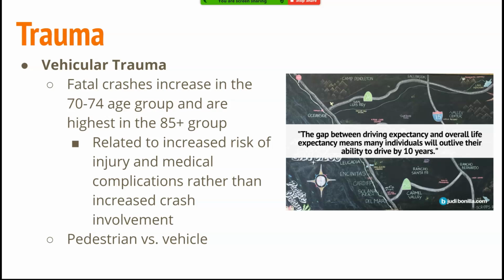Trauma, vehicular trauma, is significant in the older age group. Again, same reasons as before. Pedestrian strikes, right? Because maybe you didn't cross the street fast enough. People are kind of assholes.